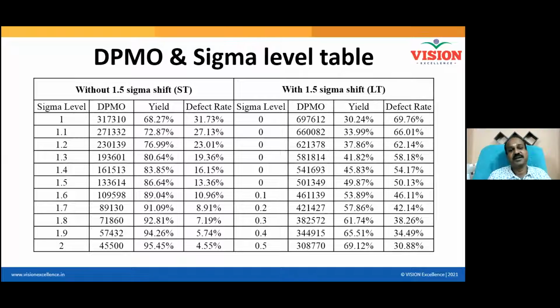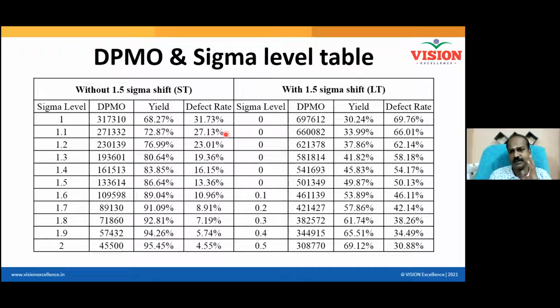Right. So there is a table available. Sir, that DPMO template you can share in the chat box. Those of you who would like to have it, you can have it. That template will give you the sigma level directly once you feed in your defects. But on the internet or in the slides, you can see there is a table which gives the comparison between sigma level, DPMO, yield, and defect rate.